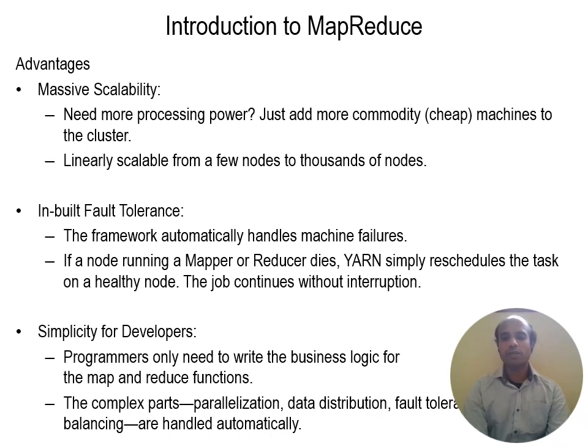So scalability: if you need more processing power, just add more commodity, that is cheap, machines to the cluster. It is linearly scalable from a few nodes to thousands of nodes. Then built-in fault tolerance, that is, the framework automatically handles these machine failures. If a node running the mapper or reducer dies, YARN simply reschedules the task on a healthy node. The job continues without interruption.